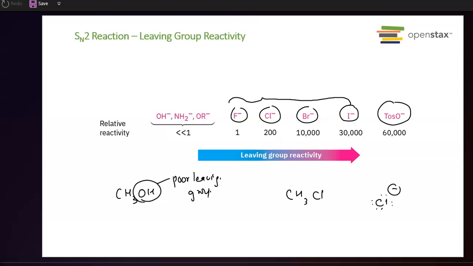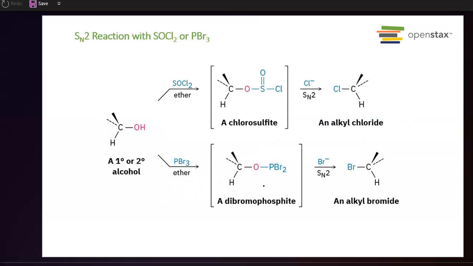An example here is shown with the reaction of an alcohol with sulfonyl chloride or PBr3. This is a reaction we looked at in chapter 10. We see that here OH is a poor leaving group, so the reaction with SOCl2 makes it into a good leaving group. That's the whole idea. Same thing with PBr3. It makes it into a good leaving group, and that's how the product is formed.